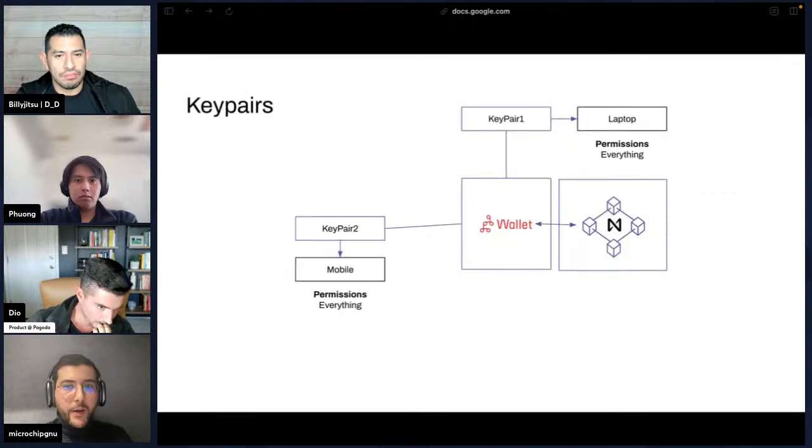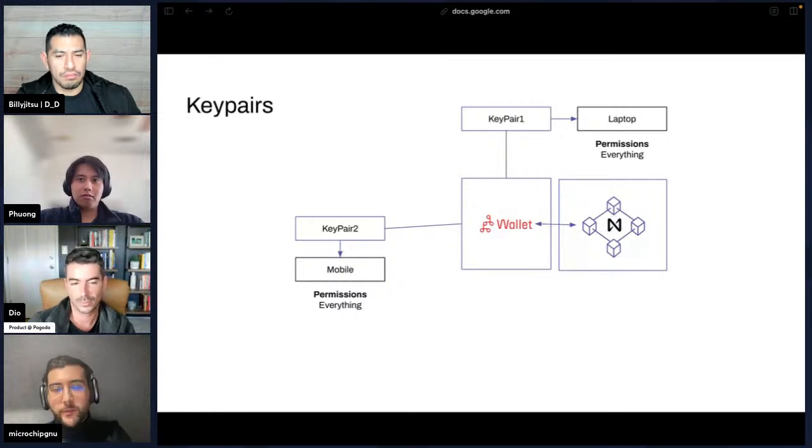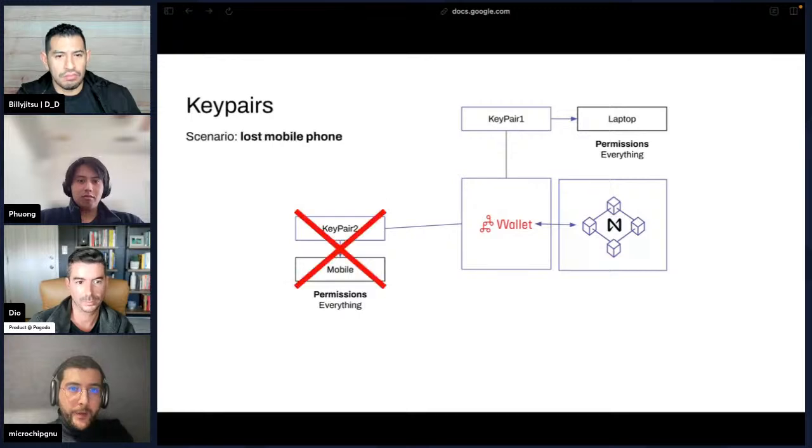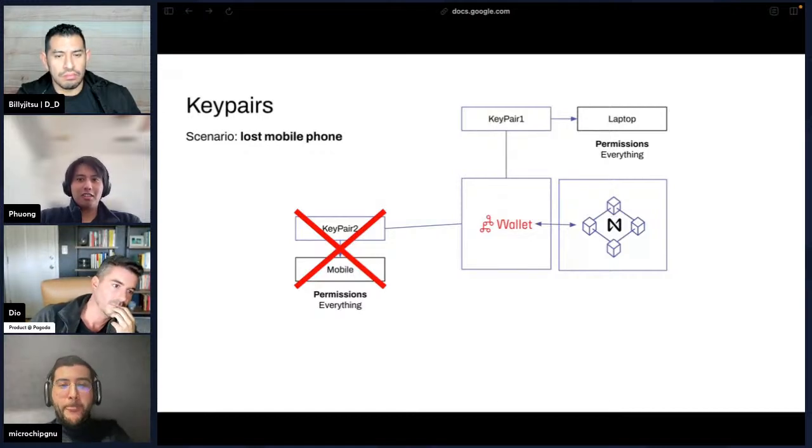This diagram illustrates how this works on Near. My wallet, my account, can have 2 key pairs, for example, one on my laptop and the other on my mobile phone. Both of these key pairs have permissions for everything, and I can sign transactions with my wallet that are then submitted to the Near network. But in the scenario that I lose access to my phone, I could use my laptop, which has key pair 1, to revoke key pair 2 from my account. I could remove that key, and my mobile phone will no longer be able to sign and submit transactions with my wallet.